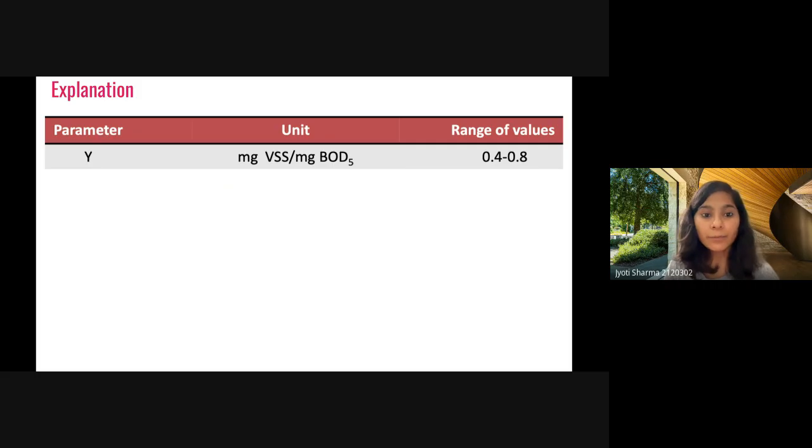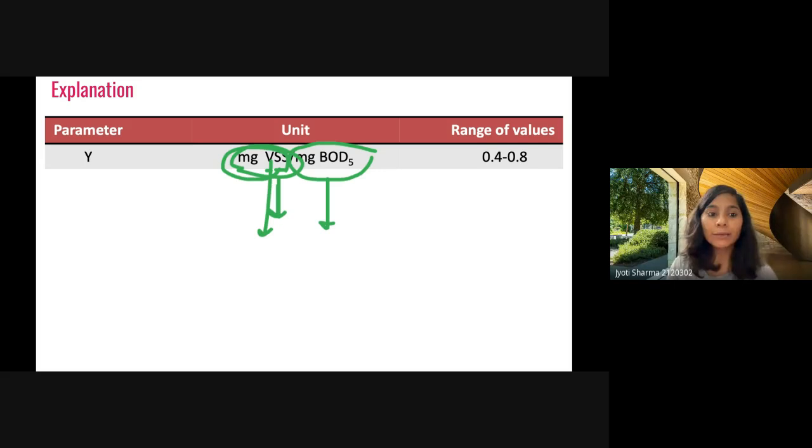So biomass formed, as I told you, is volatile suspended solid. So we have the unit of these microbes as the volatile suspended solid. So this is your biomass formed, and substrate utilized. Substrate is the organic matter, and we have the unit of organic matter in the form of BOD. So the unit will be mgVSS upon mgBOD5, and most of the time the yield coefficient is 0.4 to 0.8.